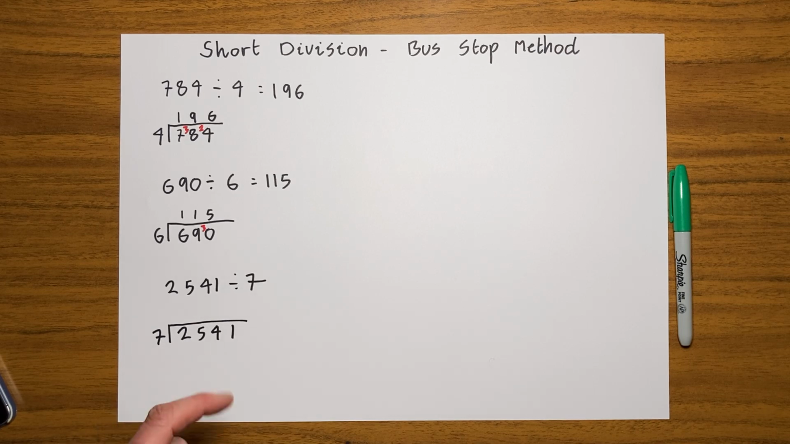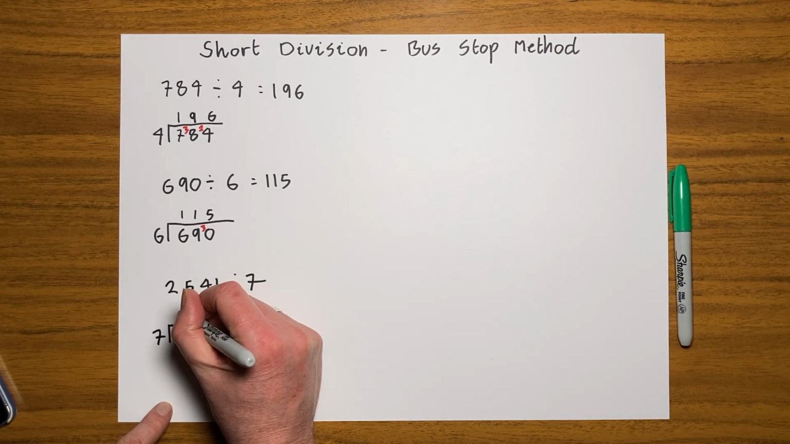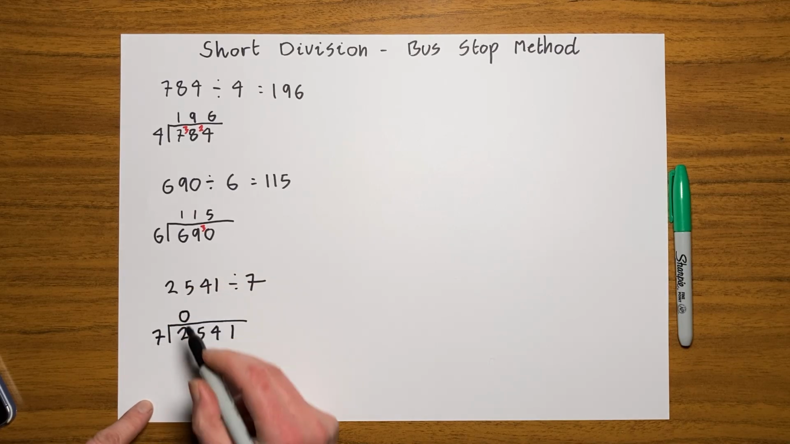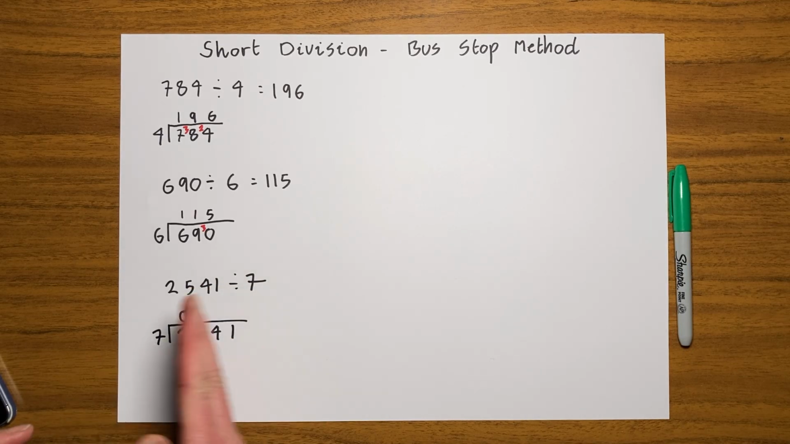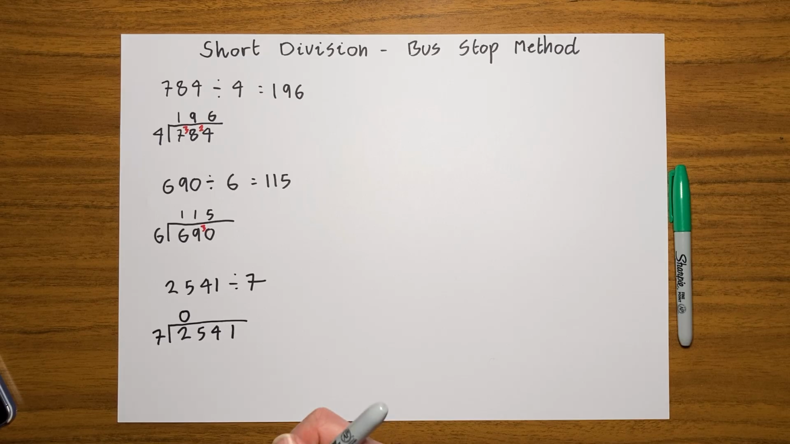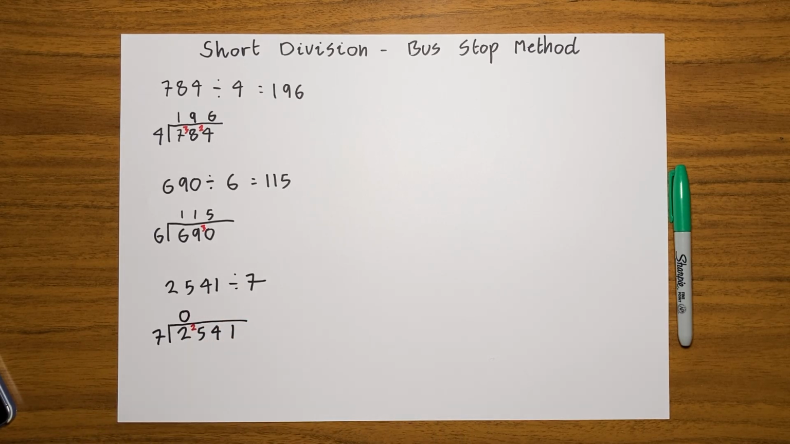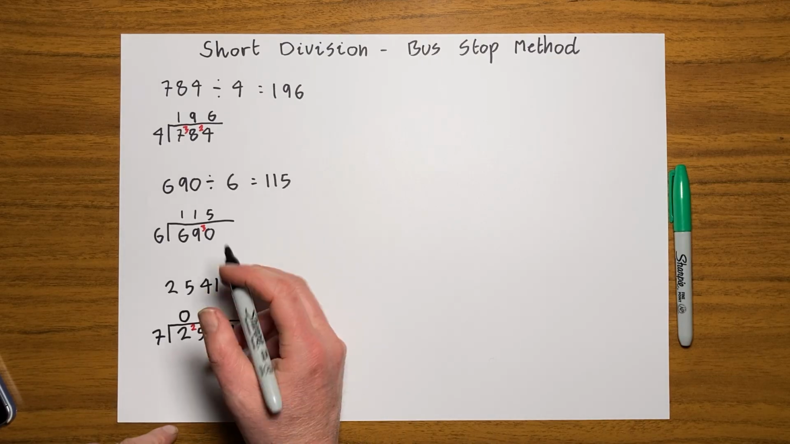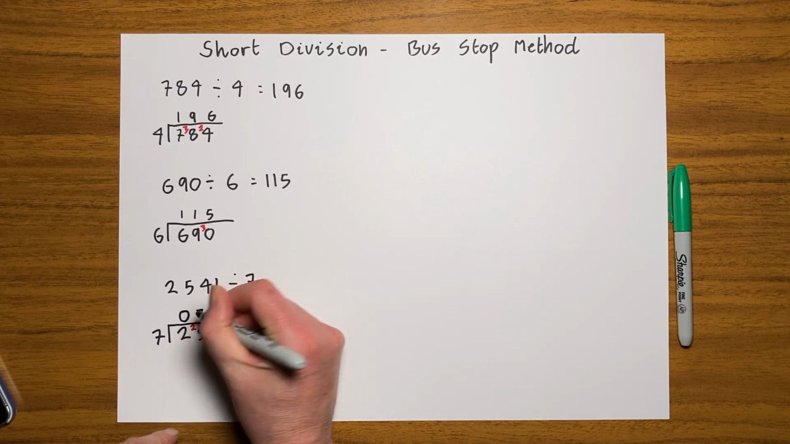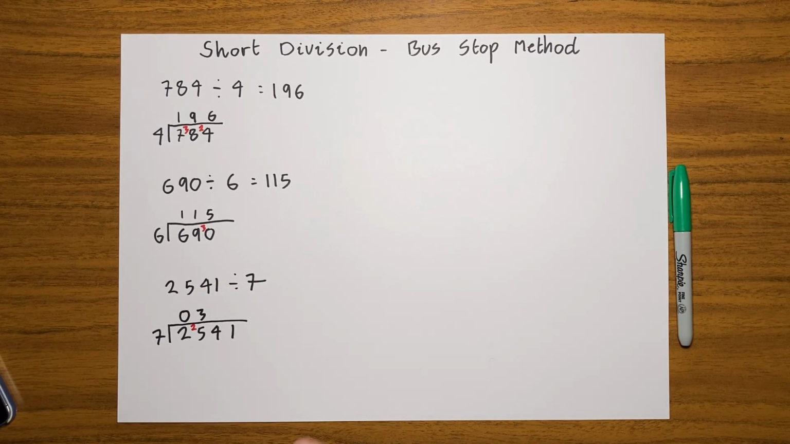Now, I've got here how many 7s in 2? Well, there are 0 7s in 2. So I am going to put my 0 up there, just so I don't get confused with where my digits are going. But I'm then going to carry that 20 over here. How many 7s in 25? Well, 3 7s are 21. And that gives me 4 left over.